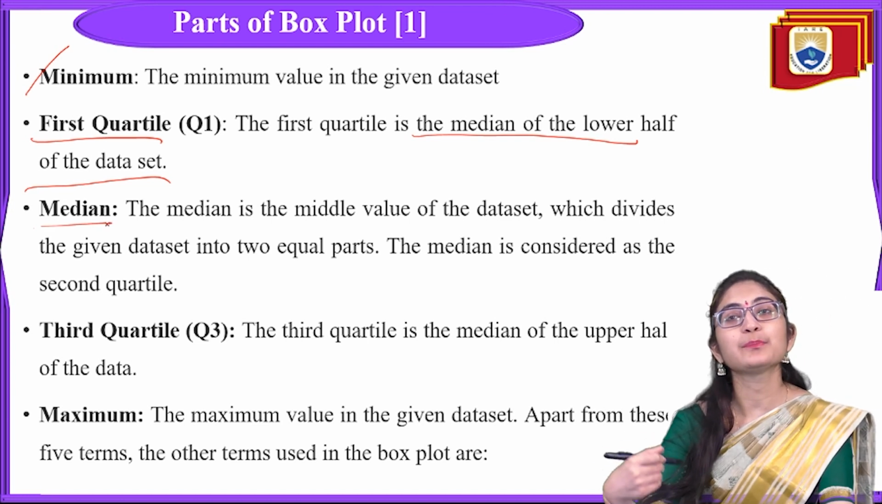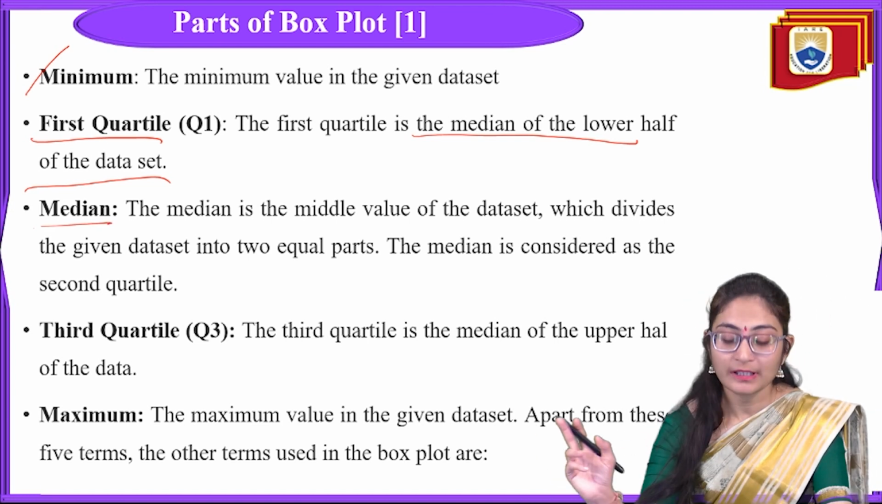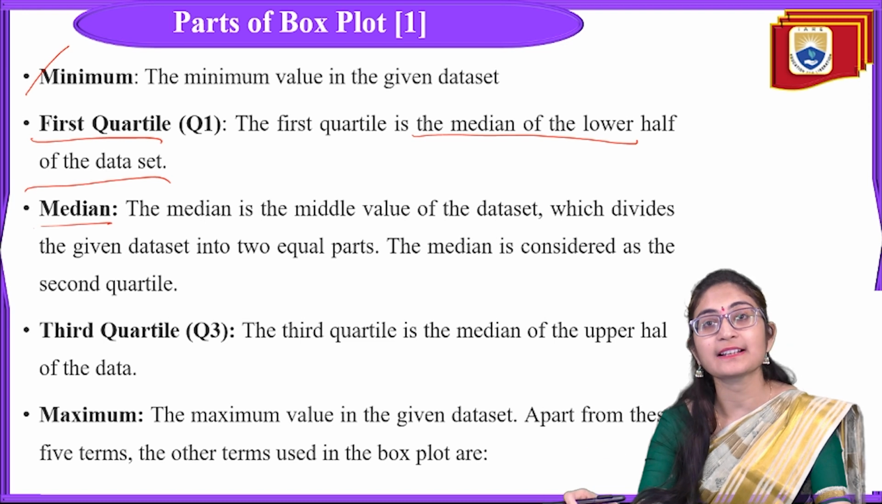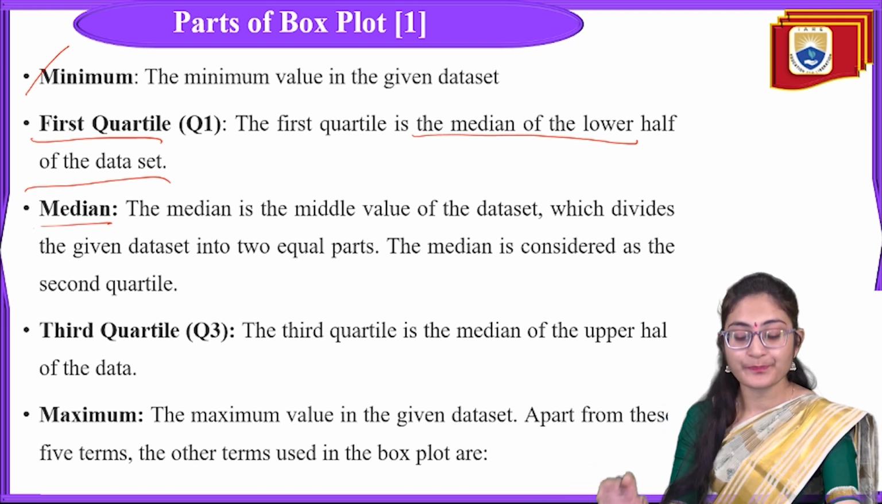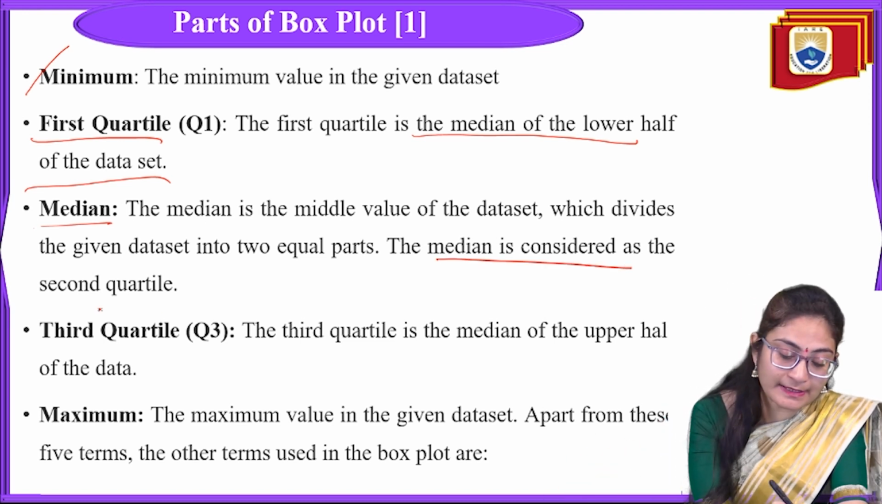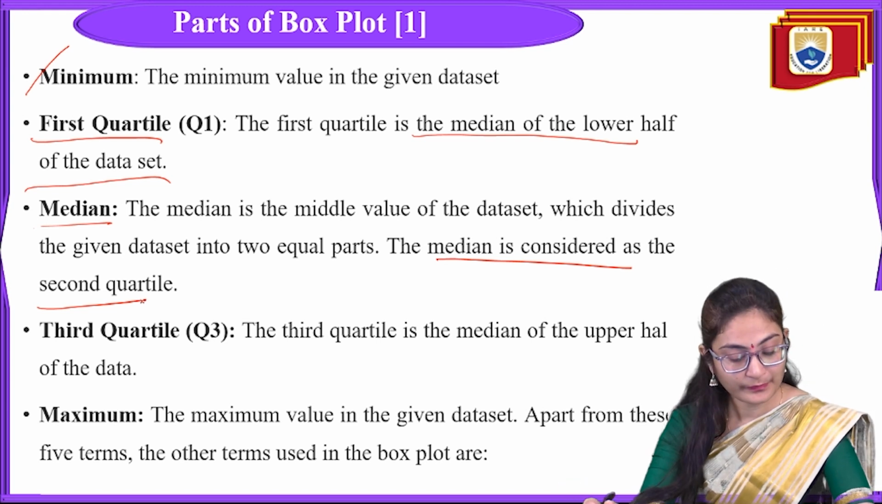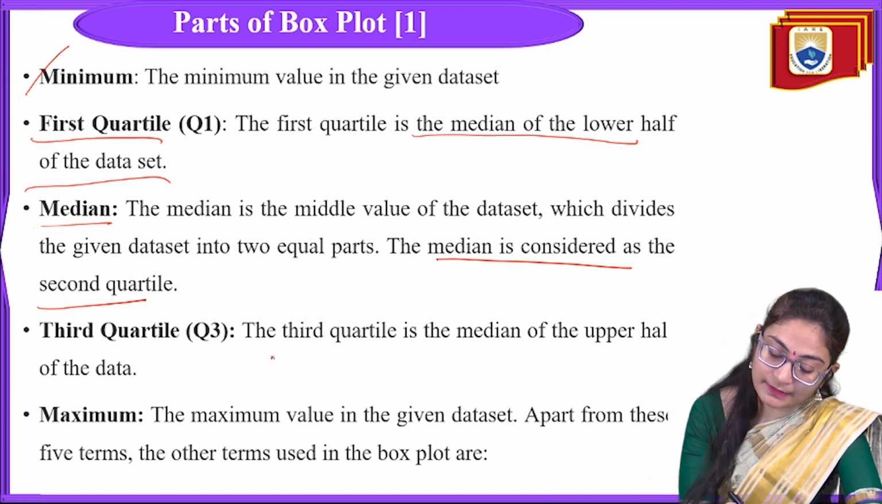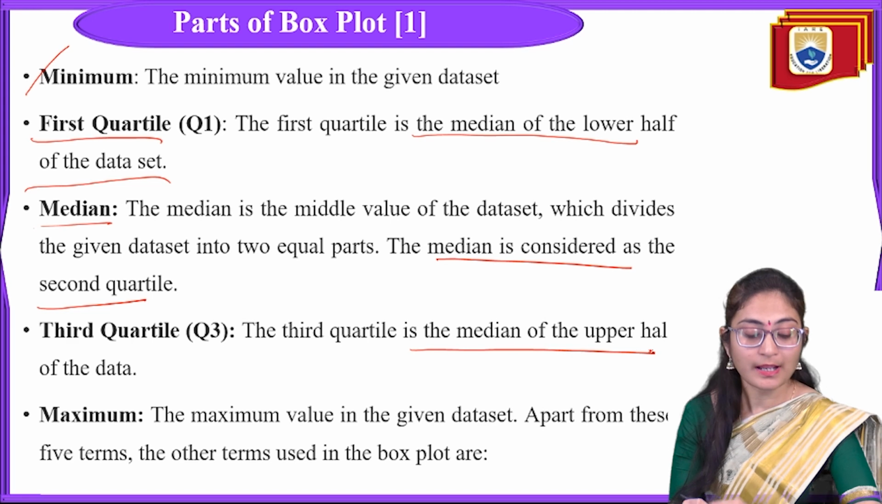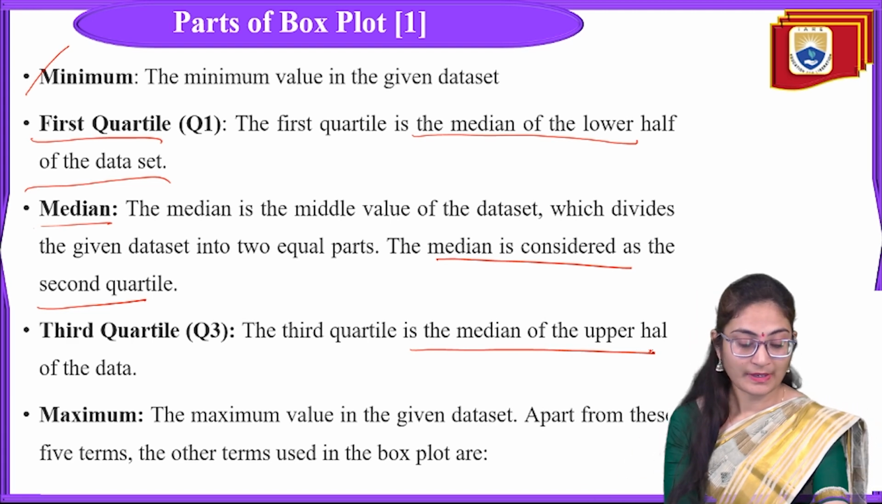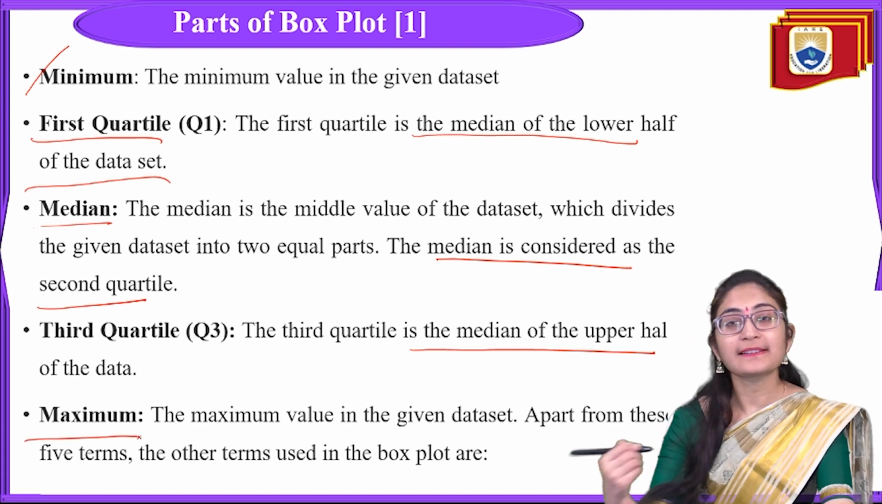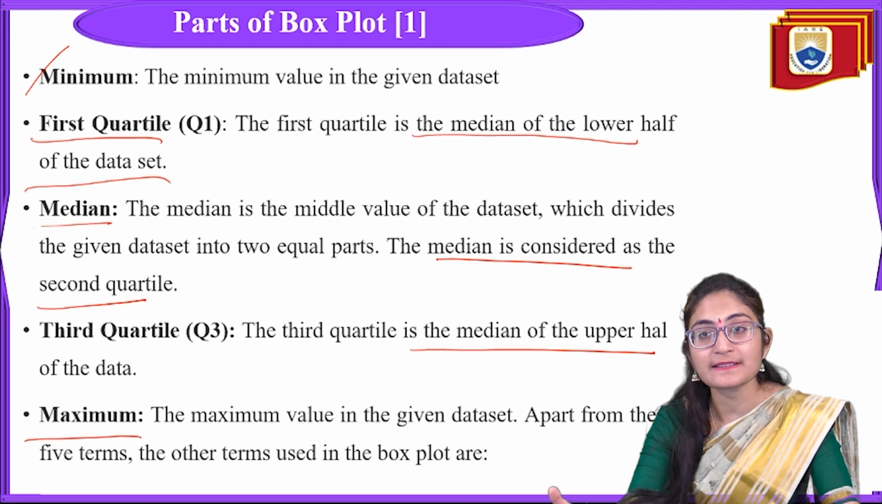Then what is meant by median? The median is the middle value of the data set which divides the given data set into two equal parts, and the median is considered as the second quartile. Third quartile is the median of the upper half of the data. Then the maximum value in the given data set.